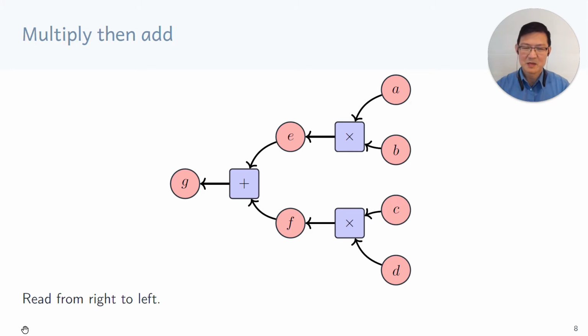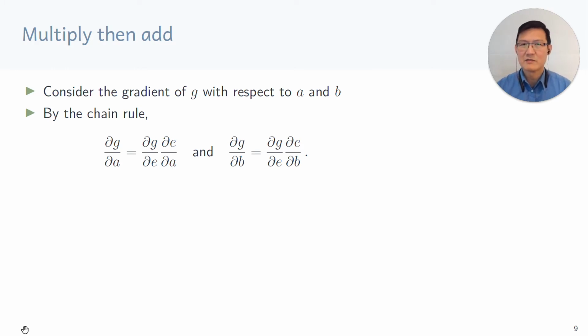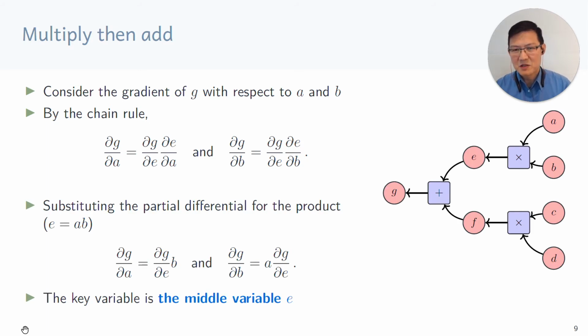Let's see what happens when we apply reverse mode automatic differentiation to such a graph. If we look at the gradient of G with respect to A and B, we get the following result by the chain rule, namely that we can chain together the gradient dG/dE and dE/dA, and correspondingly for B as well. By substituting the gradient for the product E equals AB, we can see that dE/dA is actually B, so we can simplify that first expression, and dE/dB is A, so we get that second expression. The key variable here in this graph is the middle variable E, which allows us to do that substitution.